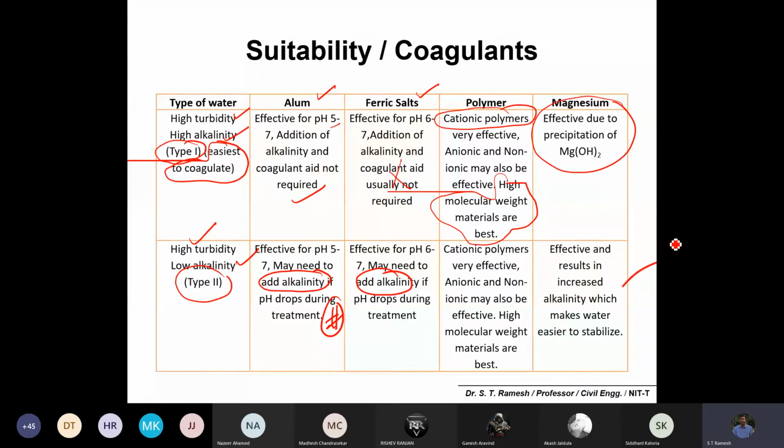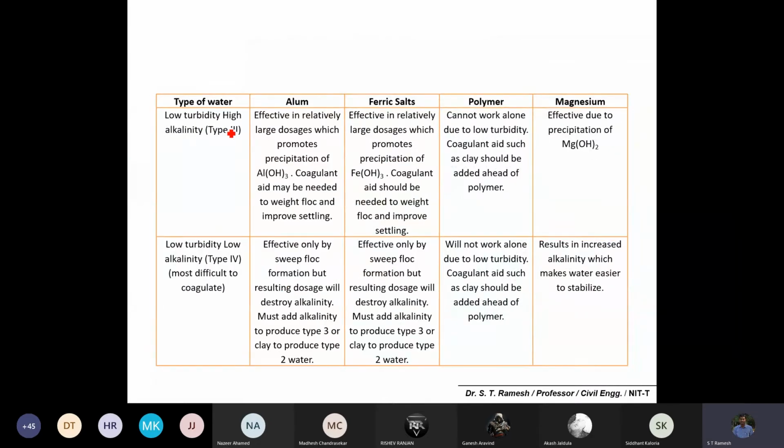And the third case, you may get low turbidity and higher alkalinity. Please make a note. This is the third case. Sometimes in the treatment plant there could be a situation of low turbidity and high alkalinity water. Here it may require a larger dosage. Please make a note: it is effective in relatively larger dosage, which promotes precipitation of aluminum hydroxide. And here, to reduce my chemical addition, I may use coagulant aid.